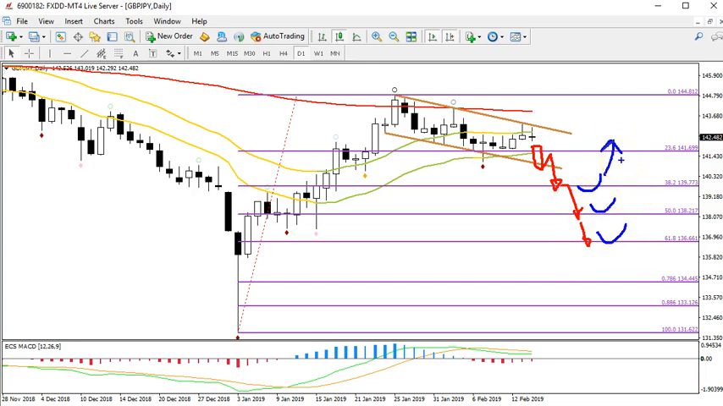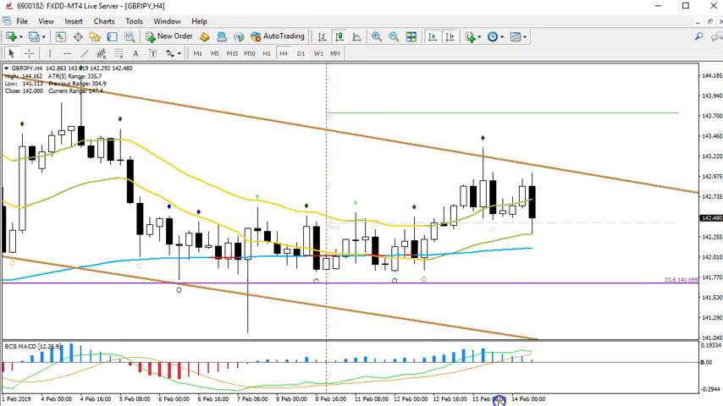Okay, so in that case, the bull flag has failed if it breaks below the 38.2 fib, but it could still be a retracement for more upside. So we still have to be careful of all of these fib levels because they could be basically reversal spots.